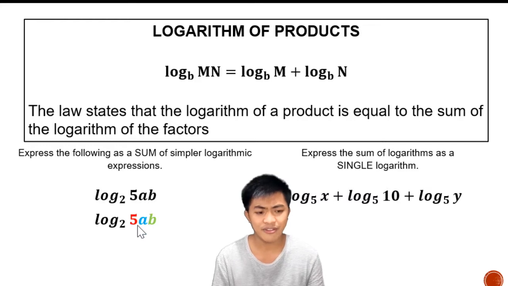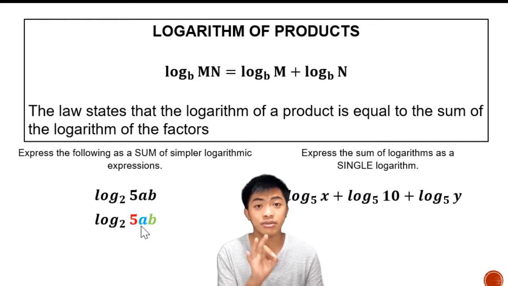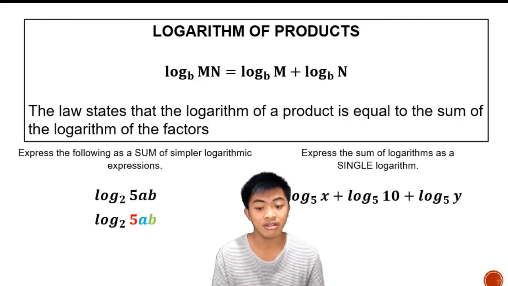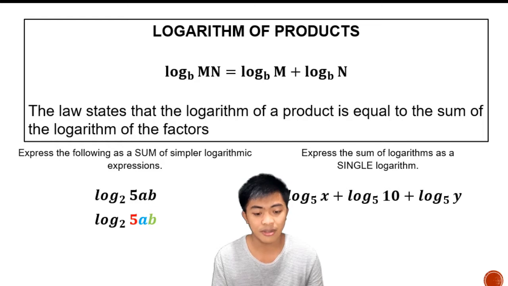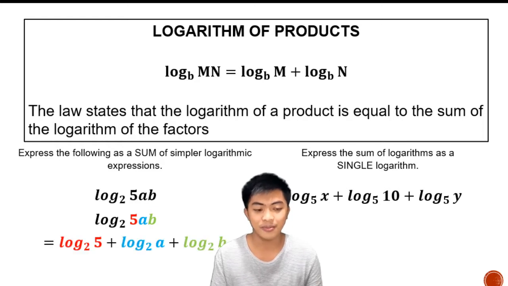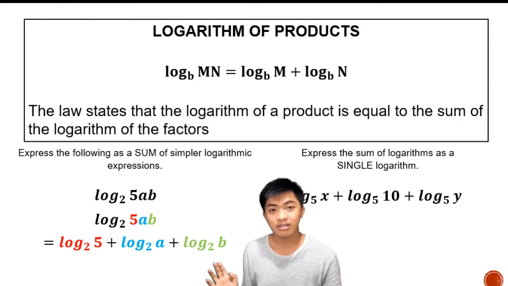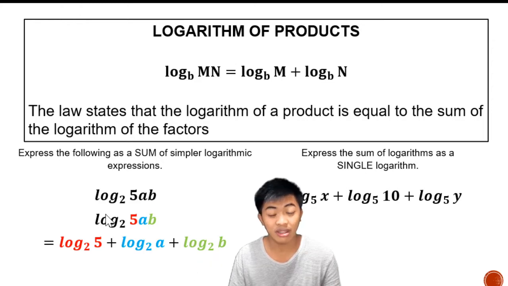So we have here 3 factors, so we can rewrite this into 3 simpler logarithms. We get 5, and that will be the argument of 1 log. A will be another argument of another log, and B will be another argument of another log. So this is how it looks if it is expressed as a sum of simpler logarithms. We get the log and then the base, and we just distribute the factors of the argument.